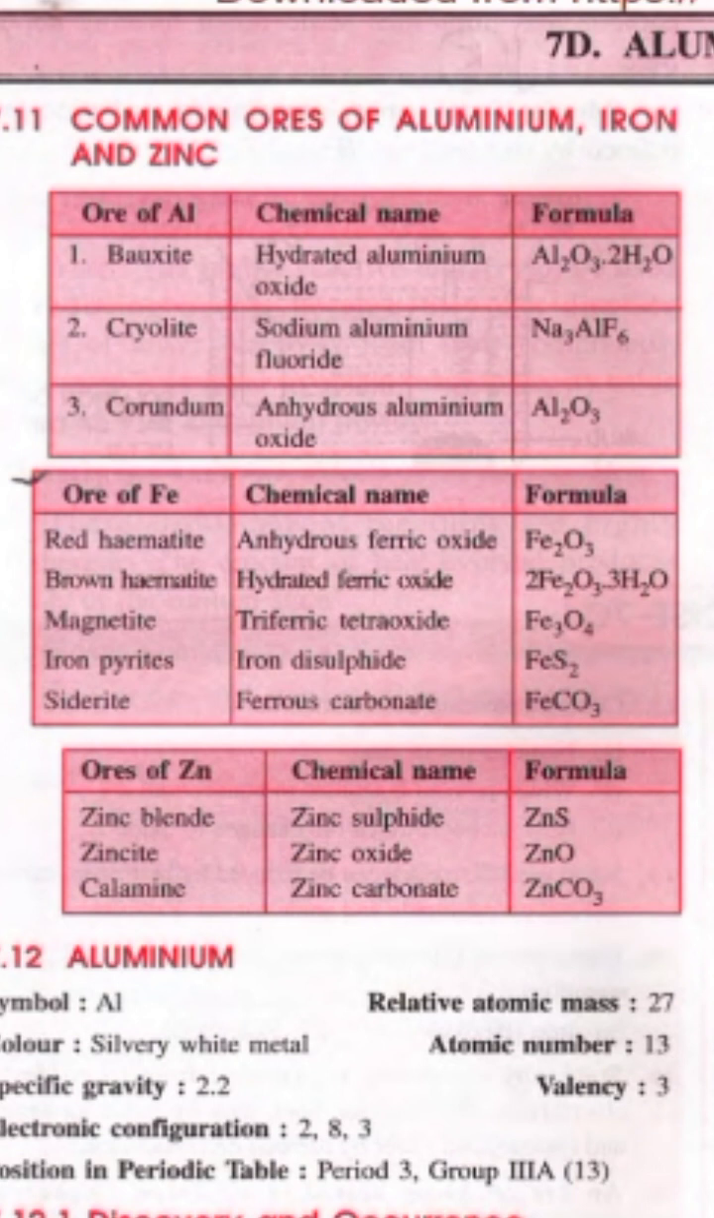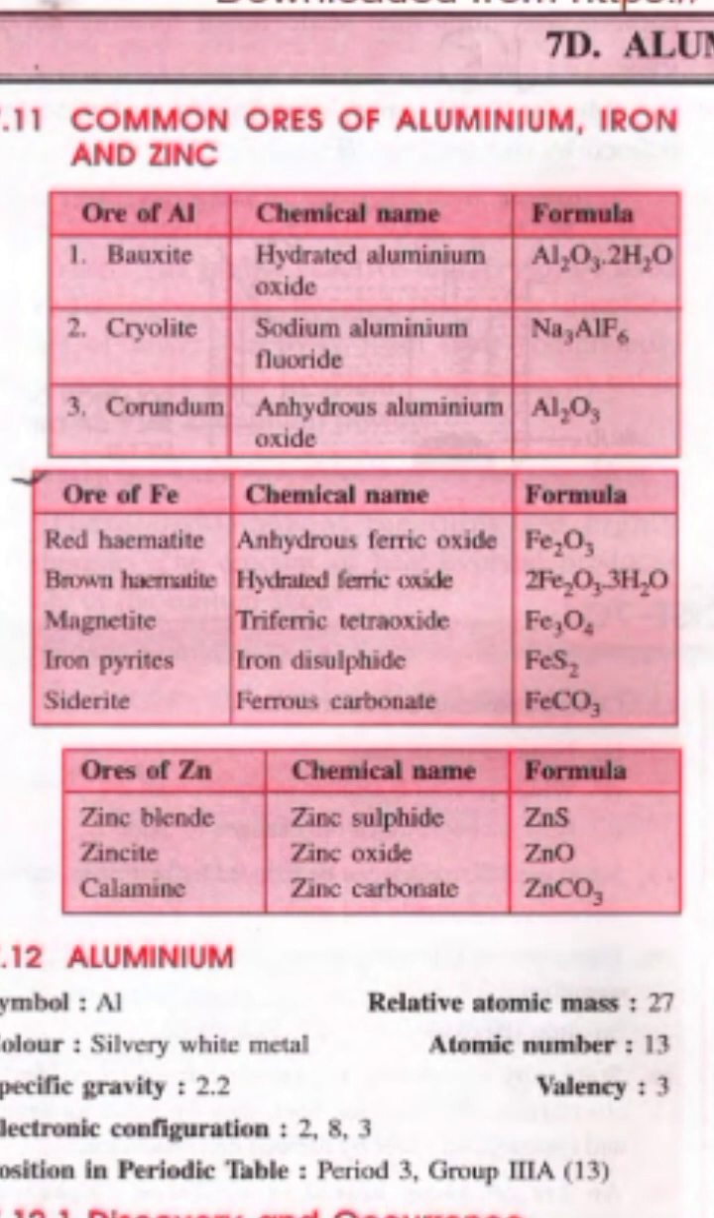There is no water in it, so Al2O3. These names along with the formulas and along with the chemical name is very important. Next we have ores of iron. Red hematite, anhydrous ferric oxide. There is no water in this, so anhydrous ferric oxide, Fe2O3.